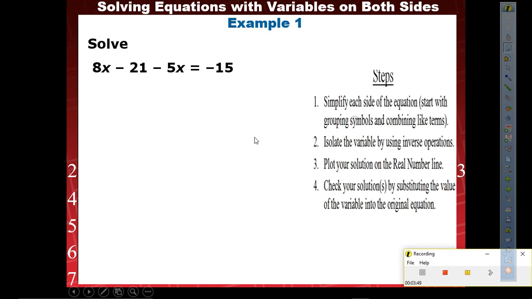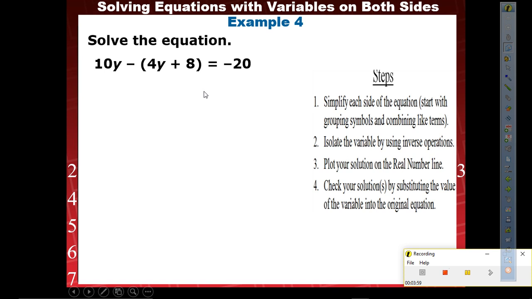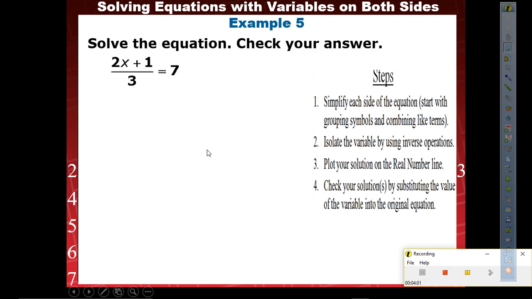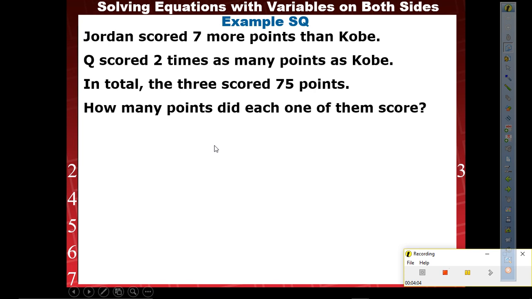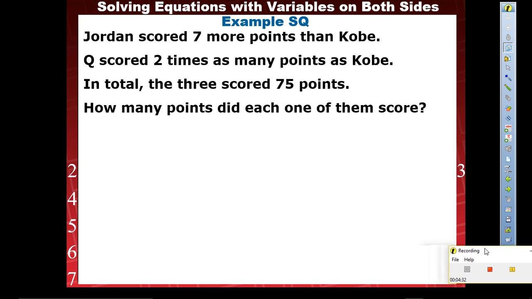So then last week we covered some stuff that looked like this, yes? Like this, like this, like this. We didn't cover this one, so copy this one. Example, Super Q. It says, Jordan scored 7 more points than Kobe. Q scored 2 times as many points as Kobe. In total, the 3 scored 75 points. How many points did each one of them score? Did everybody copy that? No. All right, you got 30 seconds. Copy that, please. Yeah, only that problem, yes.